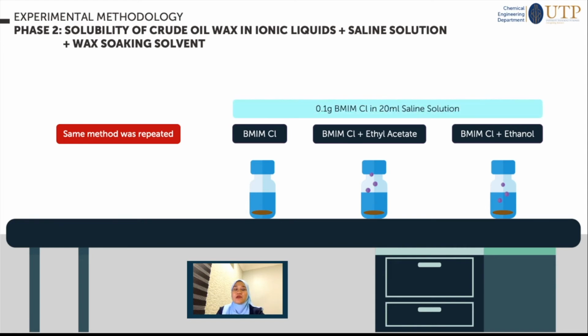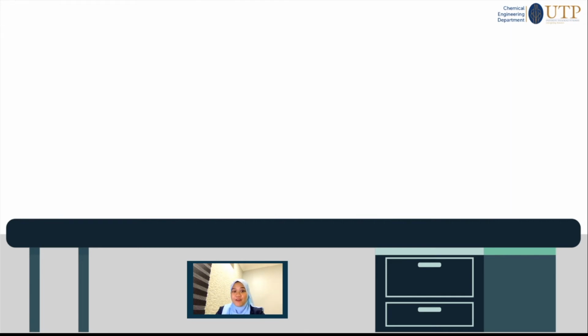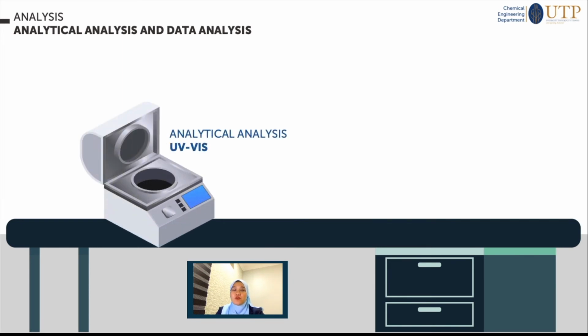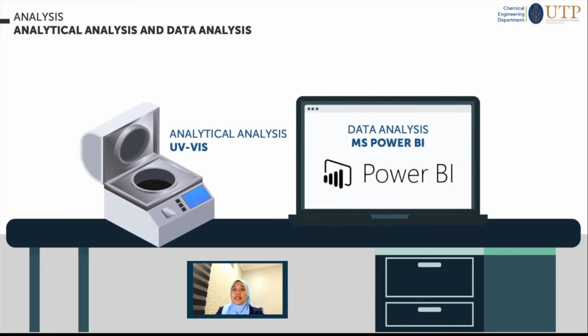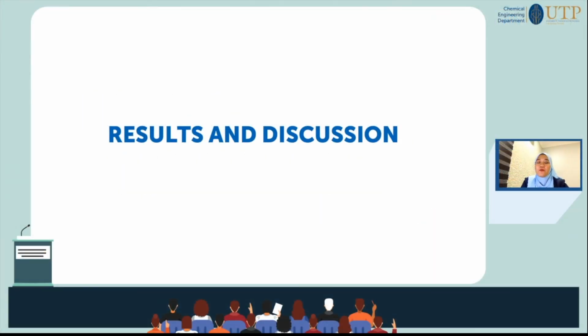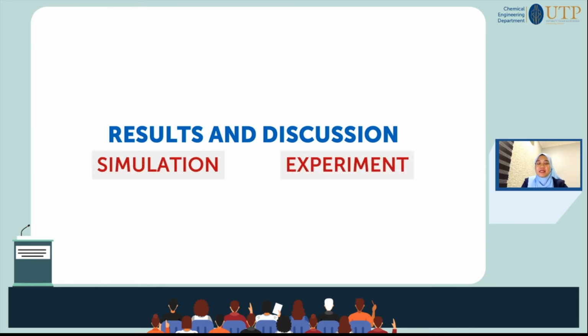The solvent to ionic liquid ratio used was 0.1 gram BMIM-Cl in 20 ml of saline. And for the analysis part, there were two different analysis types carried out. First one was analytical analysis using UV-Vis, and the second one was data analysis using Microsoft Power BI. In this part, I'll be discussing the results of the simulation as well as the experimental methodology.